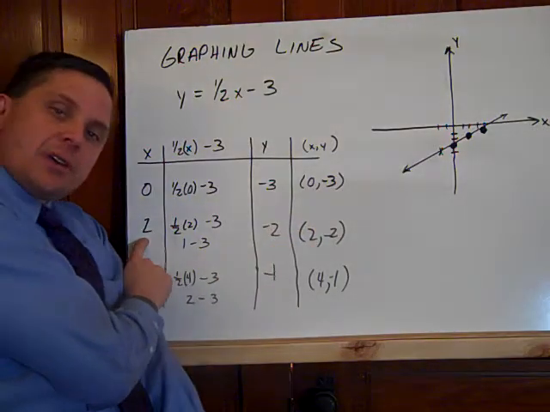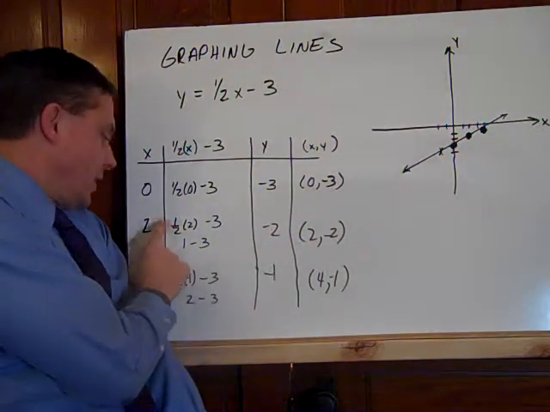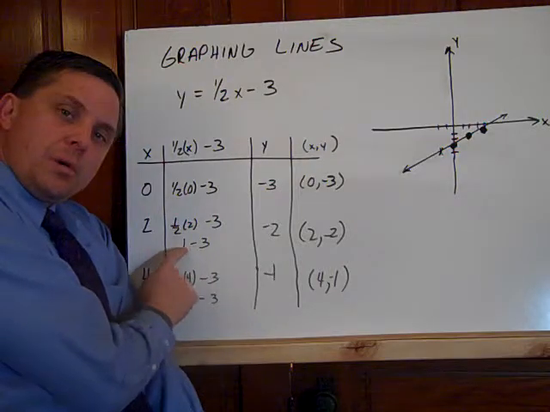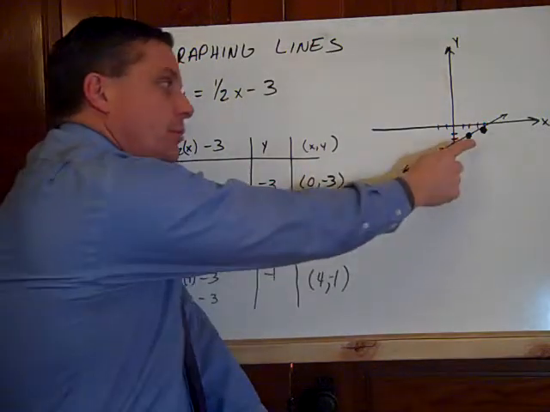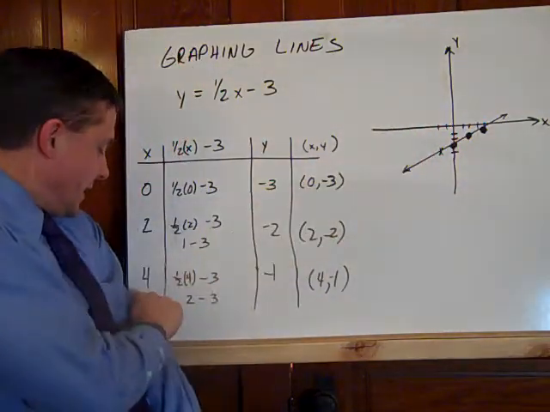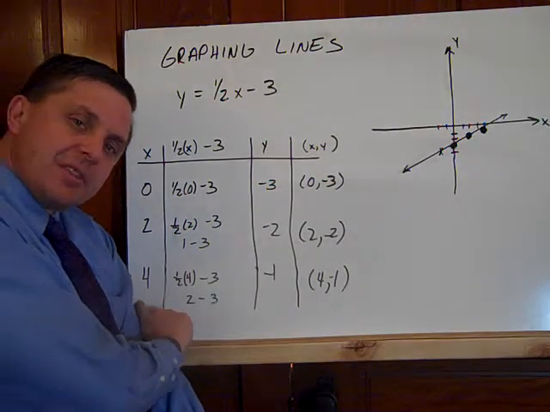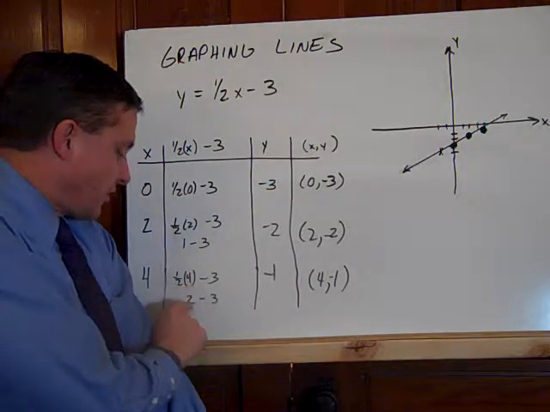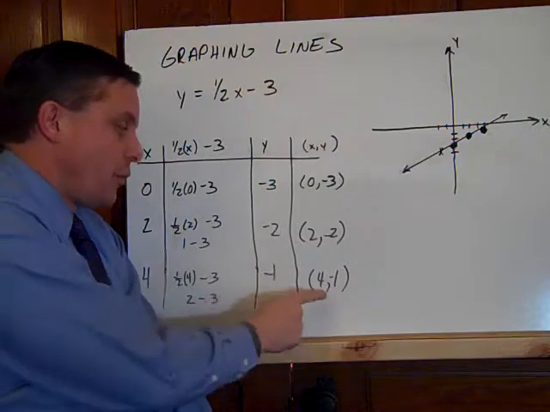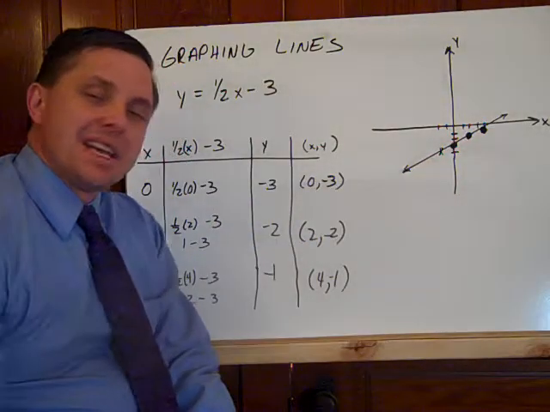The next x value I picked was 2. 1/2 times 2 is 1. 1 minus 3 is -2. (2, -2) is plotted here as the second dot. And finally, I picked x is 4. So 1/2 times 4 is 2. 2 minus 3 is -1. (4, -1). And again, we talked about this.